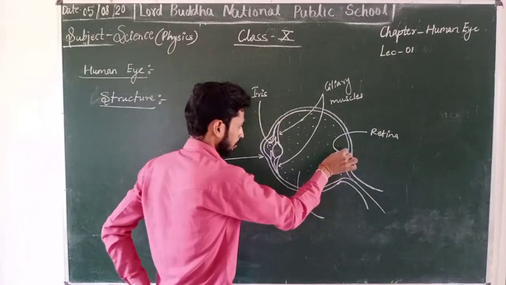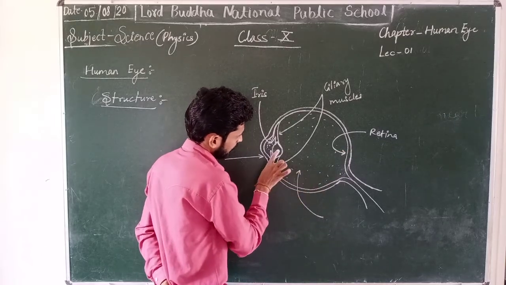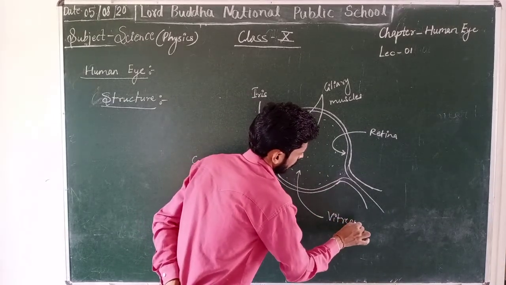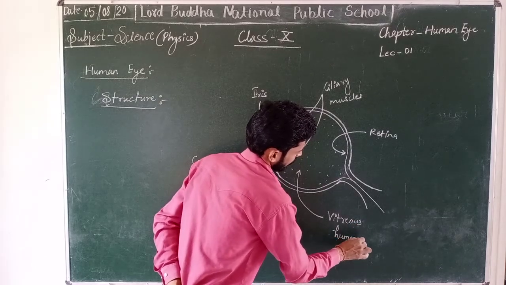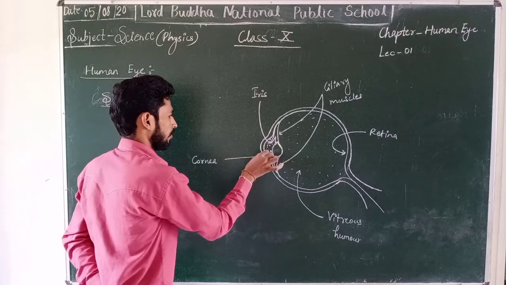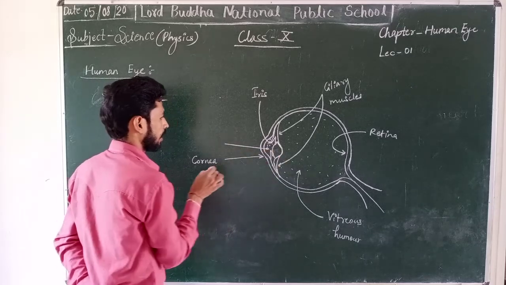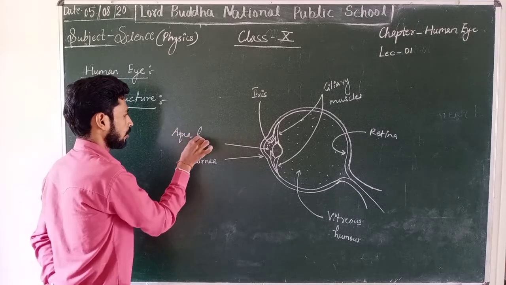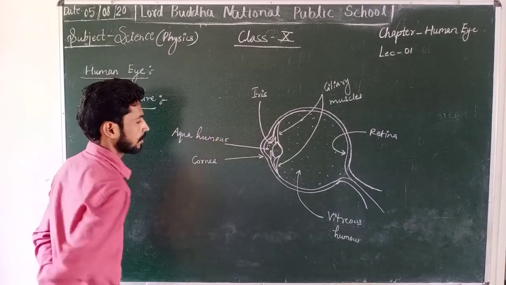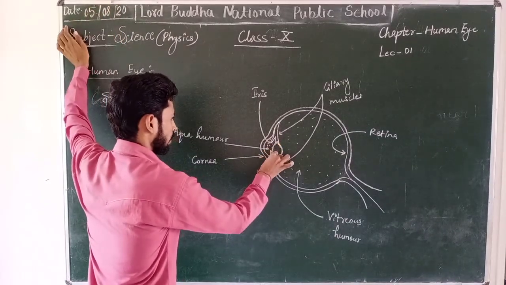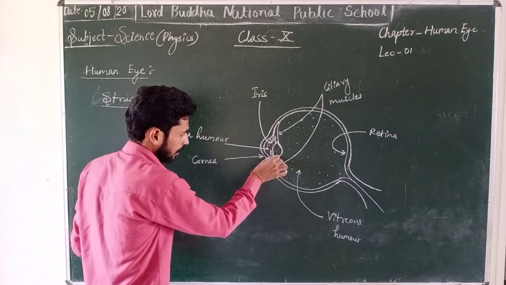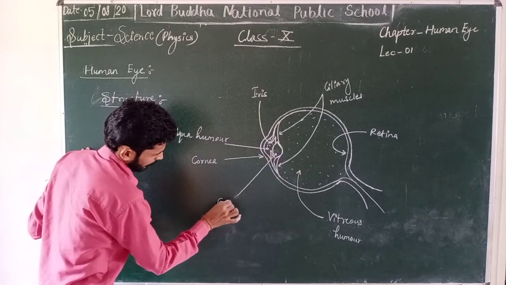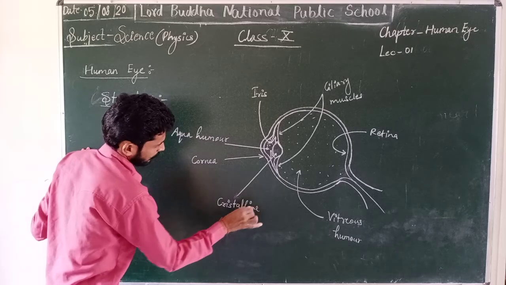And you can say that is the membrane, and the fluid which is filled between crystalline lens and retina, that is vitreous humor, and the liquid filled between cornea and eye lens, that is aqueous humor, and this structure which is able to form an image of an object, that is lens, crystalline lens.